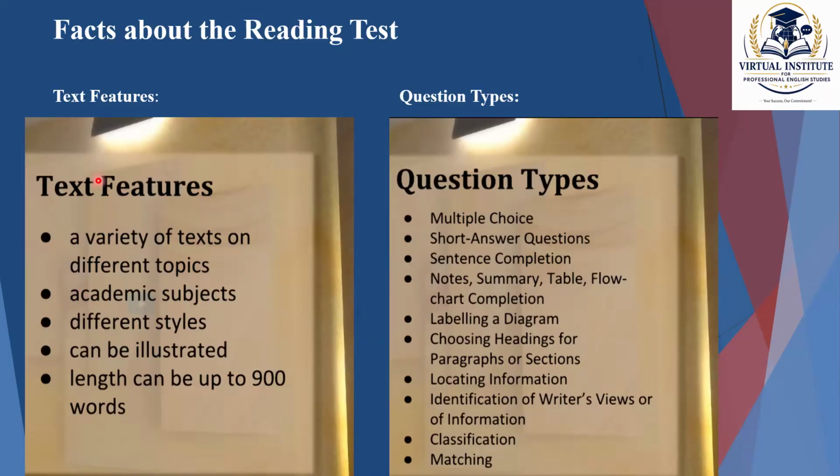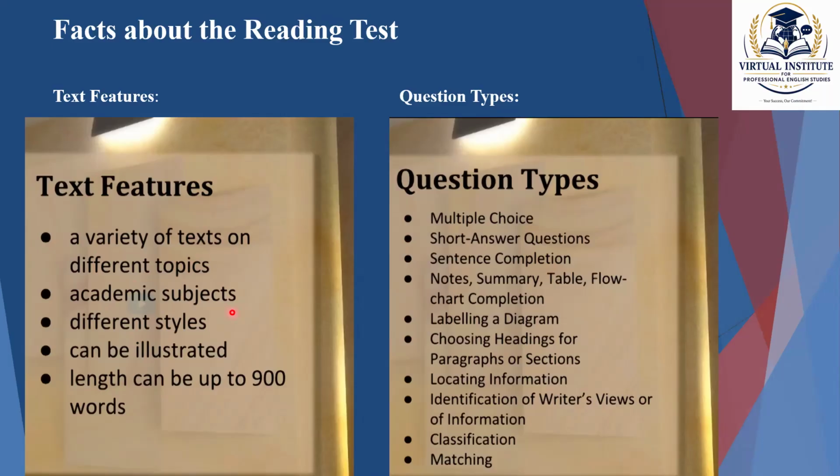You may have a text written about sports. You may get a text written about, let's say, a scientific discovery. You can get a text written about, let's say, an everyday affair, and so on, right? So you can have a variety of texts on different topics, right? It can have academic subjects, right? And it can also have non-academic subjects, as I have mentioned already, right?